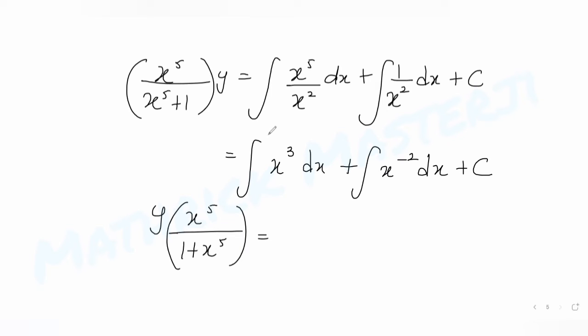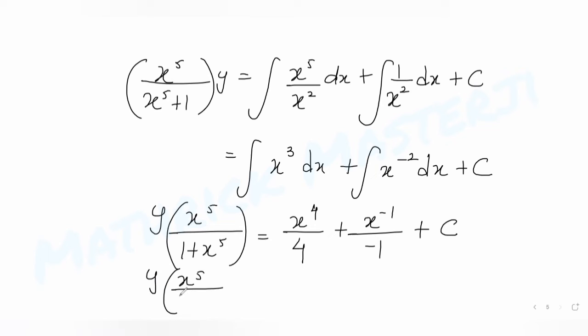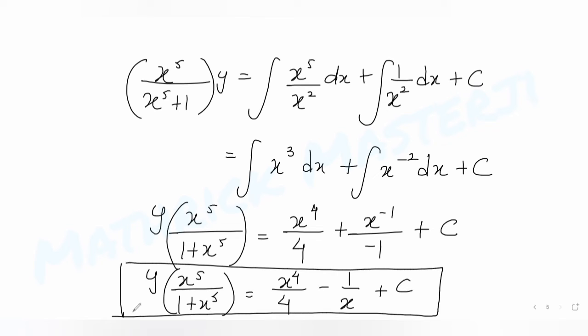That gives you y times x raised to 5 divided by 1 plus x raised to 5 equals the integral of x cube, which is x raised to 4 divided by 4. The integral of x raised to minus 2 is x raised to minus 1 divided by minus 1 plus c. So y times x raised to 5 over 1 plus x raised to 5 equals x raised to 4 divided by 4 minus 1 over x plus c. Now this basically becomes my entire solution of the differential equation.